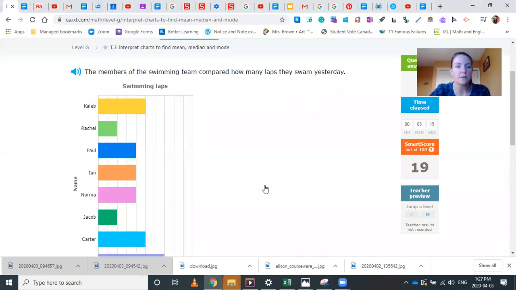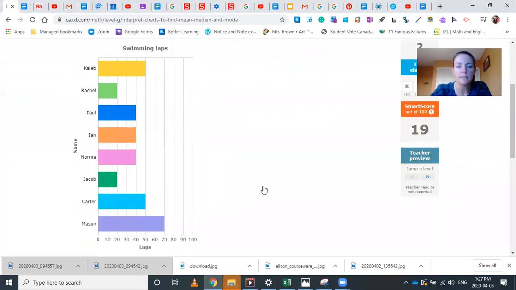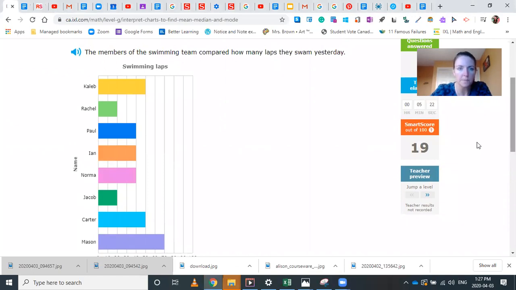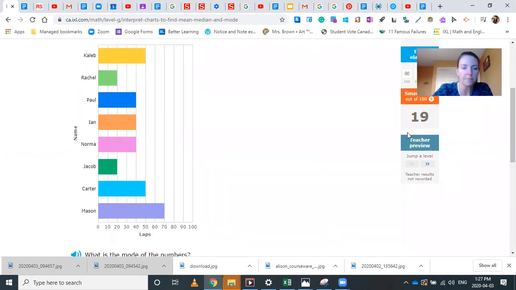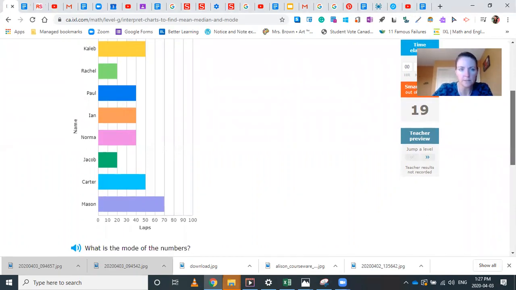One more to come through to be able to interpret charts to find mean, median, and mode. Let's go up a little bit more. The members of the swimming team compared how many laps they swam yesterday. So swimming laps, we've got all the names of the students on the swimming team. And along the bottom, we've got the amount of laps that they have completed. So if we scroll down ever so slightly more so we can still see our graph.